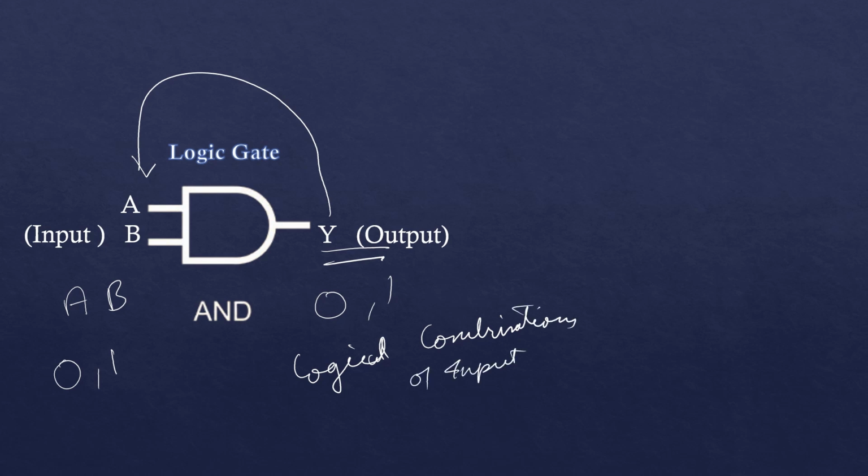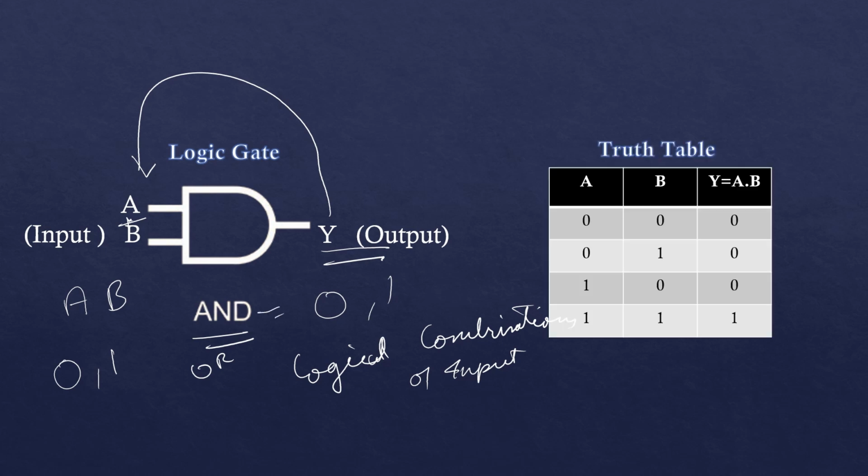If this is an AND gate, then it just multiplies A and B. If it is an OR gate, then it just adds the input signals. It depends on what type of gate it is. Let's move towards the truth table. So what is the truth table?